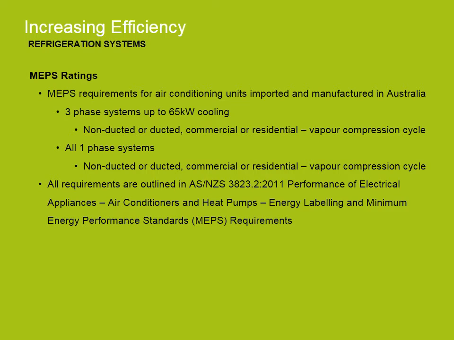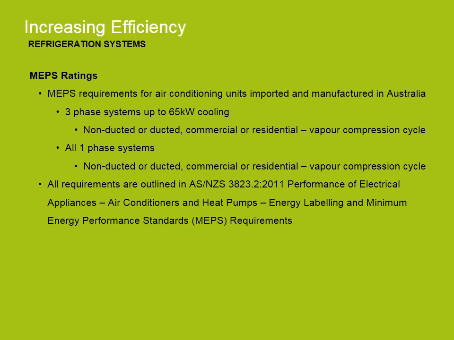The Australian and New Zealand governments have introduced the MEPS scheme for air conditioning units imported and manufactured in Australia. Specific units are required to meet the minimum energy performance standards. In general, the requirements are for three-phase systems up to 65 kilowatts of cooling, for non-ducted and ducted, both residential and commercial units using the vapor compression cycle.